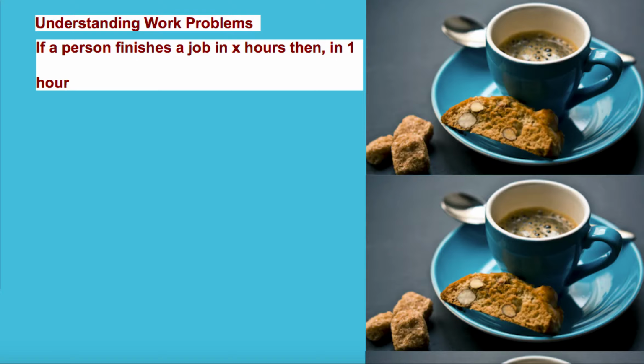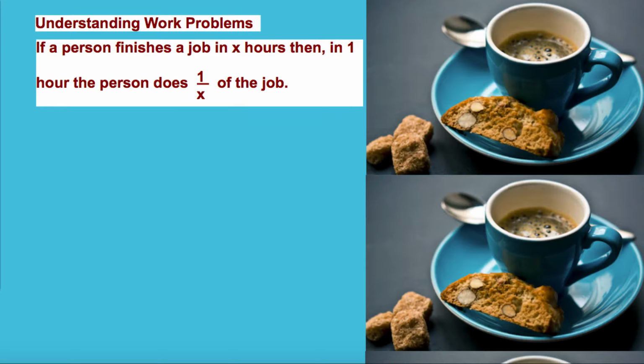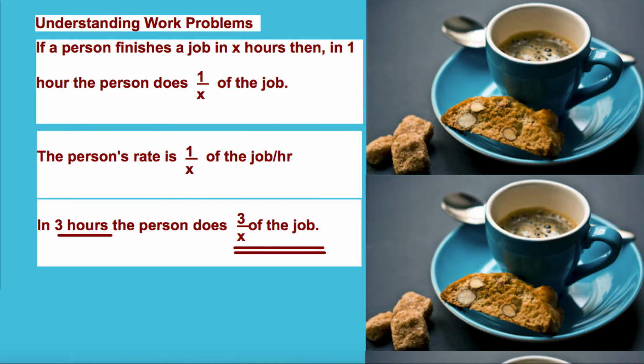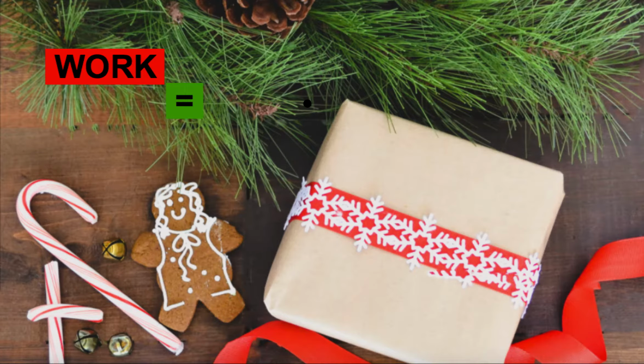If a person finishes a job in x hours, then in 1 hour, the person does 1/x of the job. The person's rate is 1/x of the job per hour. In 3 hours, the person does 3/x of the job. Work equals rate times time.